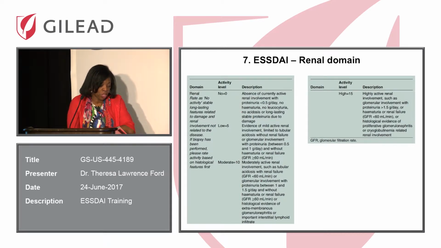So if a patient has no currently active renal involvement and they have less than 0.5 grams per day of protein, no hematuria, no leukocyturia, no acidosis, or any long-lasting stable proteinuria due to damage, they can be a 0. So less than 0.5 without hematuria, leukocyturia, acidosis, or stable proteinuria due to damage. Low would be evidence of mild active renal involvement, limited to tubular acidosis without renal failure, or glomerular involvement with proteinuria. That would be between 0.5 and 1 gram a day without hematuria or renal failure.